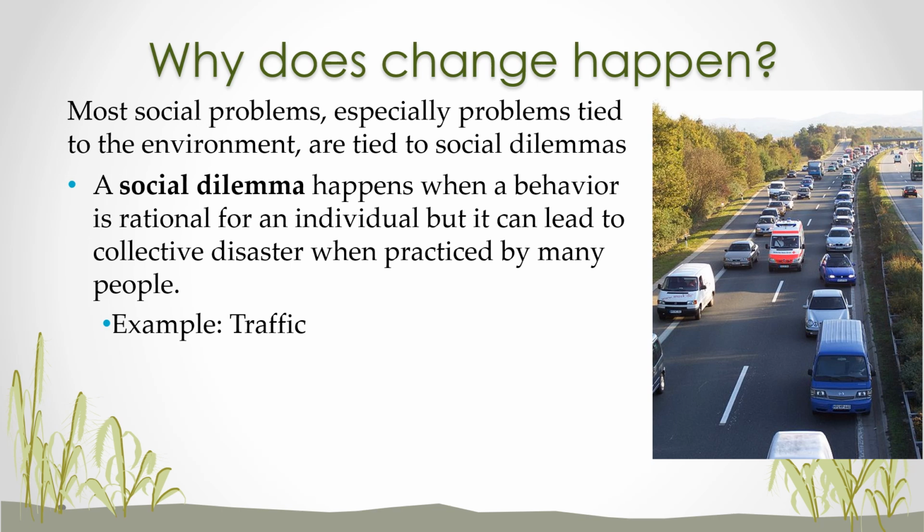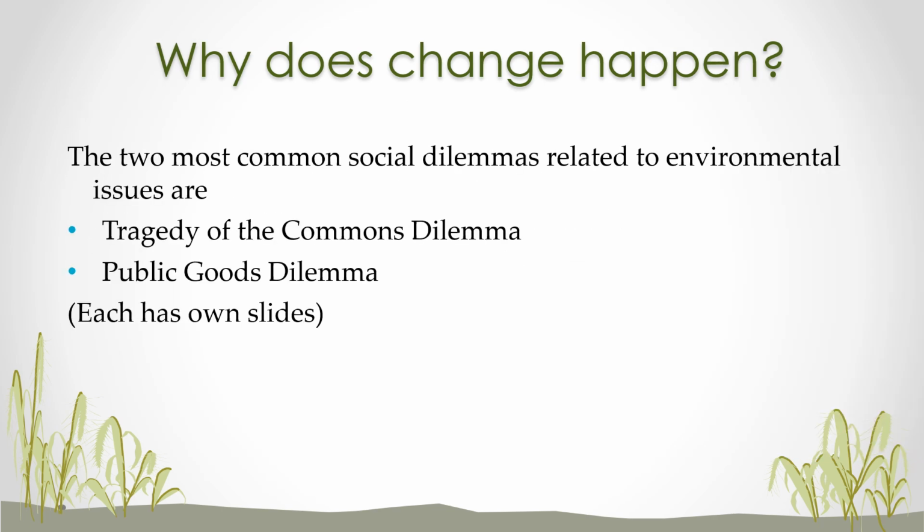And most pollution, specifically, and almost every other problem tied with the environment can also be tied back to social dilemmas of this sort. Now, there are two types of social dilemmas that are very commonly related to the environment. We have the tragedy of the commons dilemma and the public goods dilemma. Often, the tragedy of the commons dilemma is not fully presented because it is an interesting idea, but there are kind of some flaws to the logic there. The public goods dilemma does tend to be a little bit more straightforward.